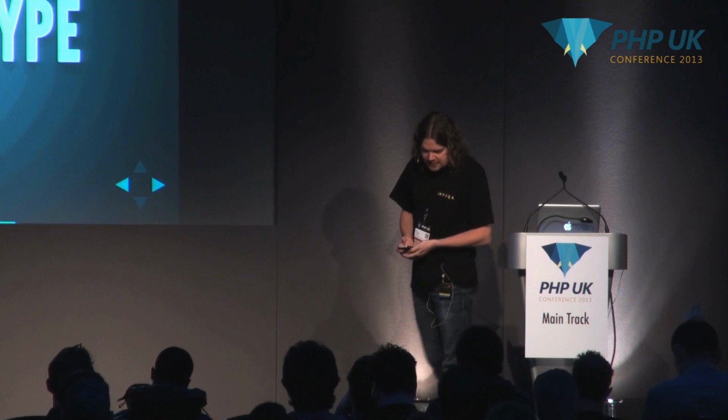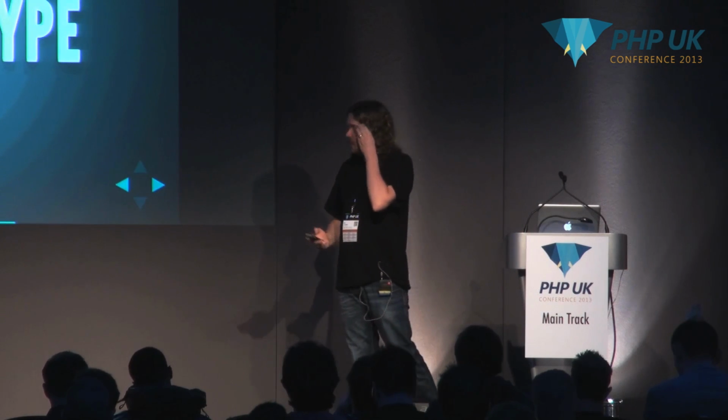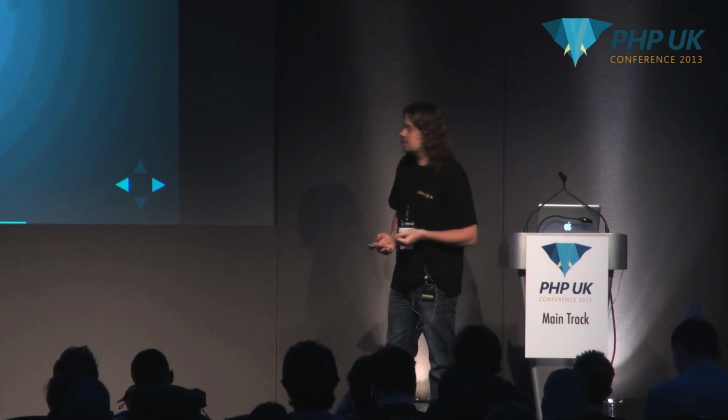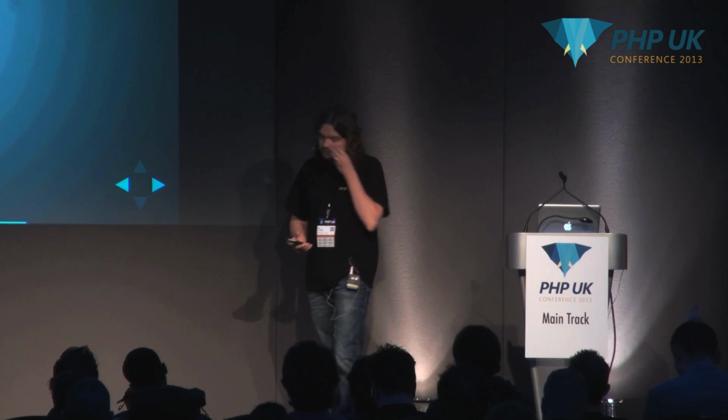So, things to consider when you're designing a hypermedia type. We'll run through a few of these things. Should I be representing it in XML or JSON or HTML or YAML or any of the other different markup languages that are out there?